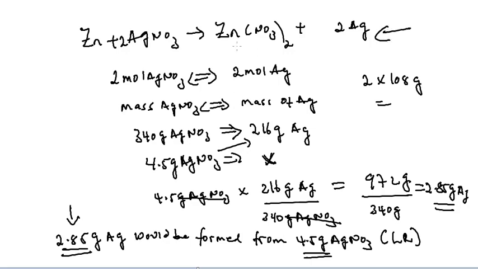Maybe as homework, I would like to give you this: if you have 4.5 grams of silver nitrate, how many grams of zinc nitrate would you get? I did silver for you, you can do zinc nitrate. I will add some other examples on my next slide. Please stay tuned.